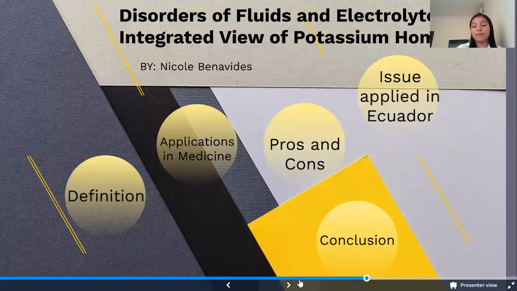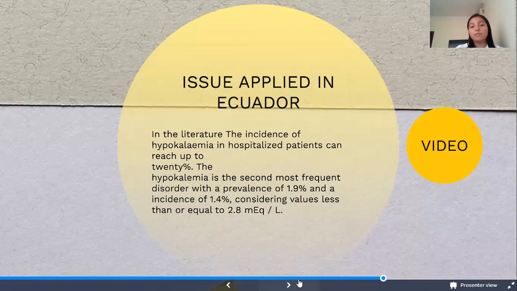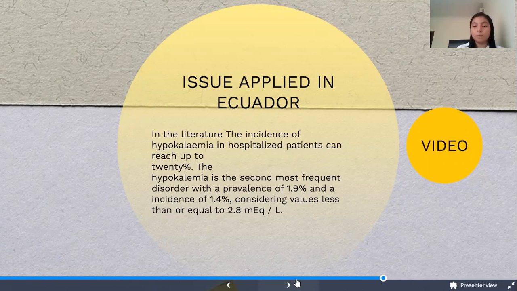Now, applied in Ecuador. In the literature, the incidence of hypokalemia in hospitalized patients can reach up to 20%. Hypokalemia is the second most frequent disorder with a prevalence of 1.9% and an incidence of 1.4%, considering values less than or equal to 2.8 milliequivalents per liter.